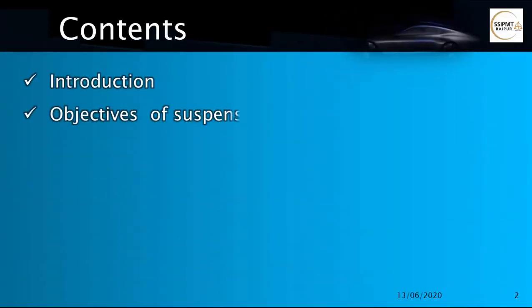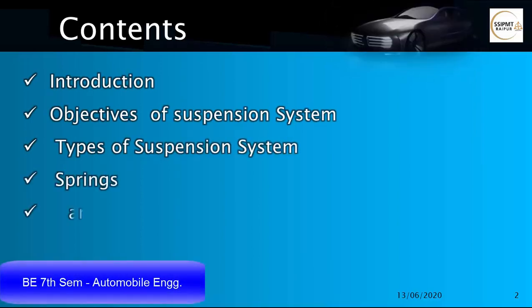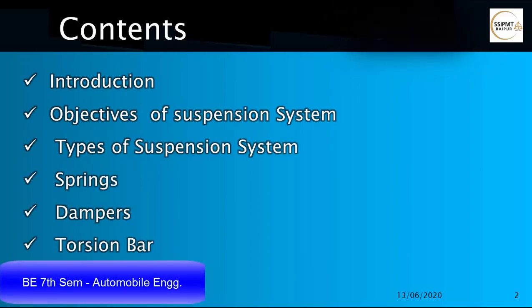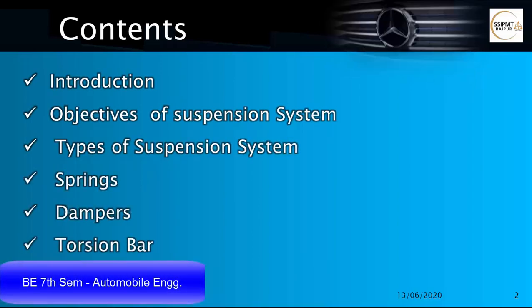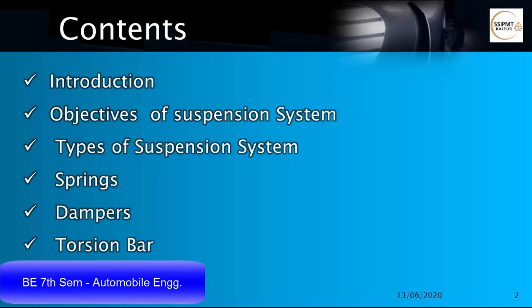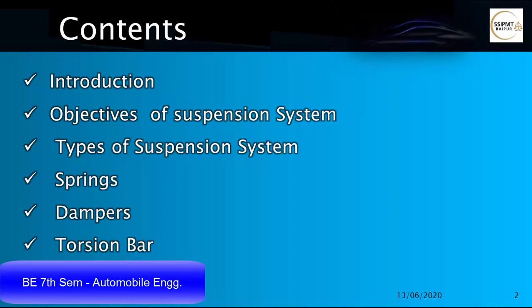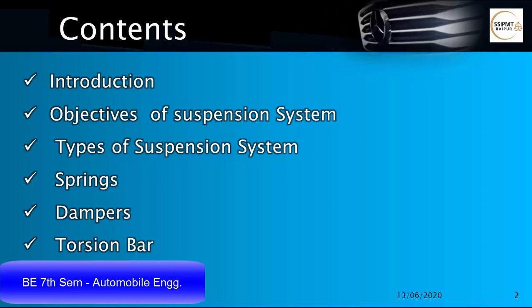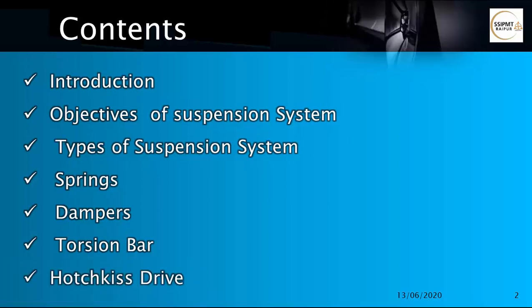So these are the topics of this chapter. First one is the introduction, second we'll see the objectives of suspension system, third we'll see the types of suspension system, next we'll see the springs, then dampers, torsion bar.